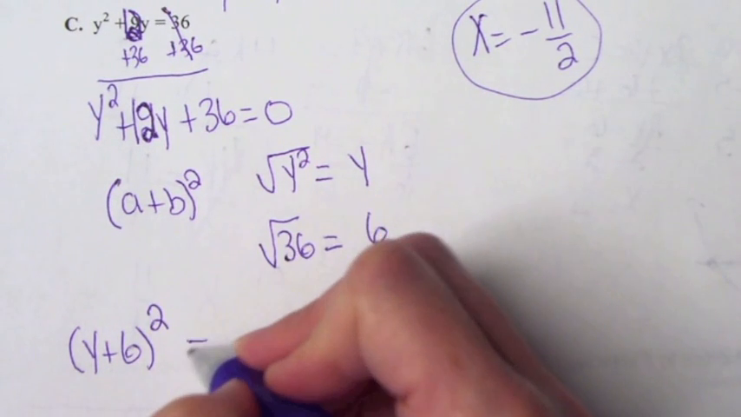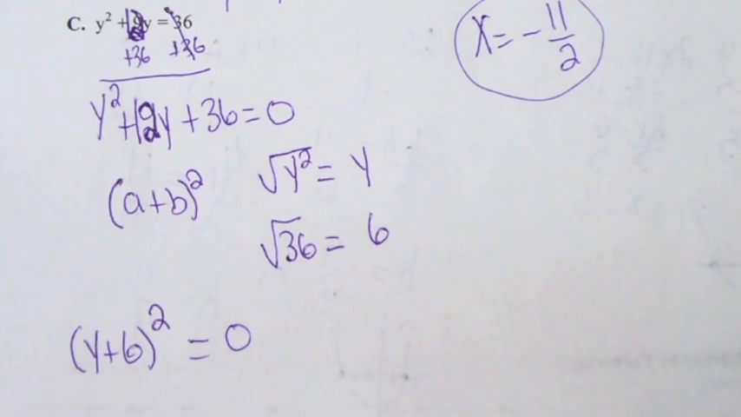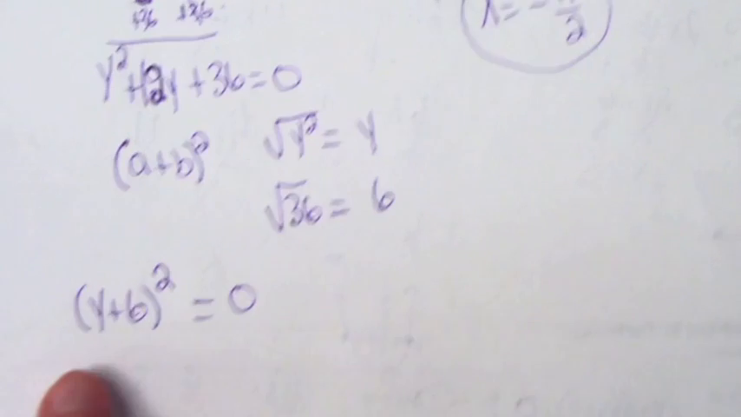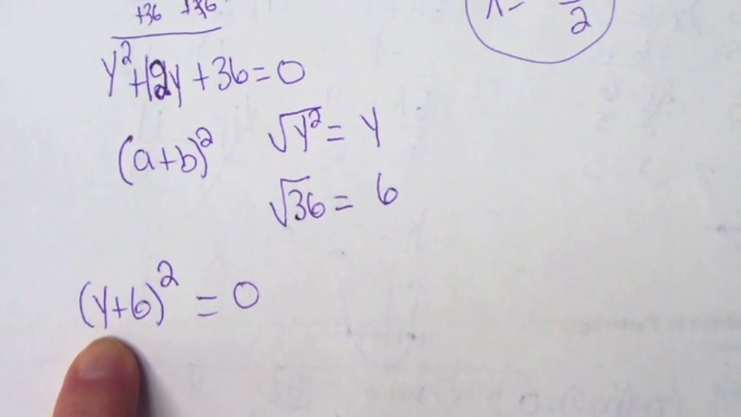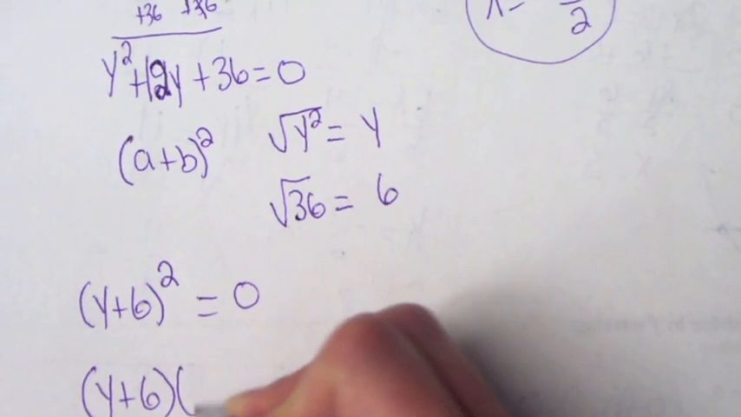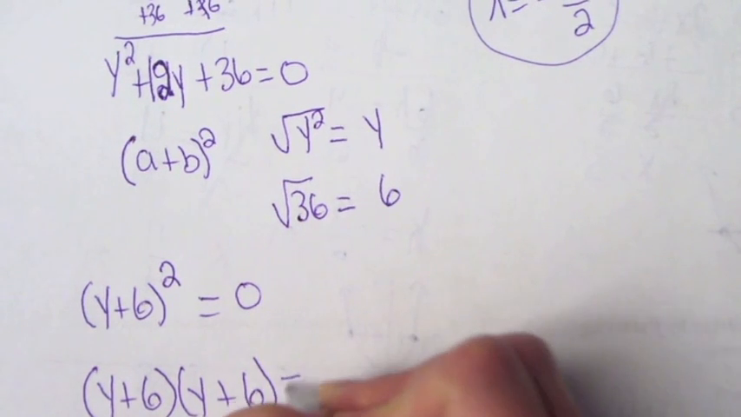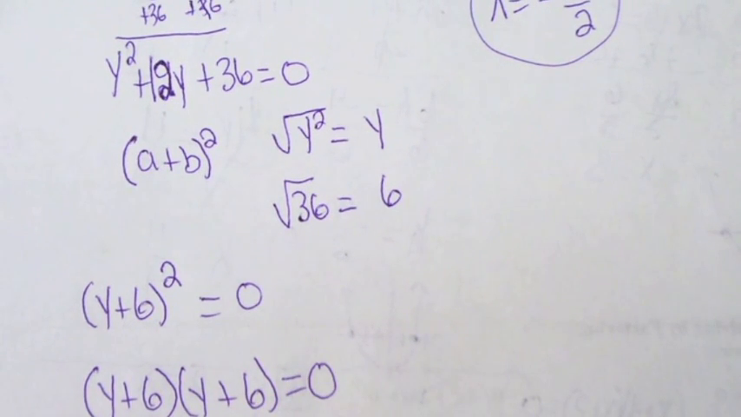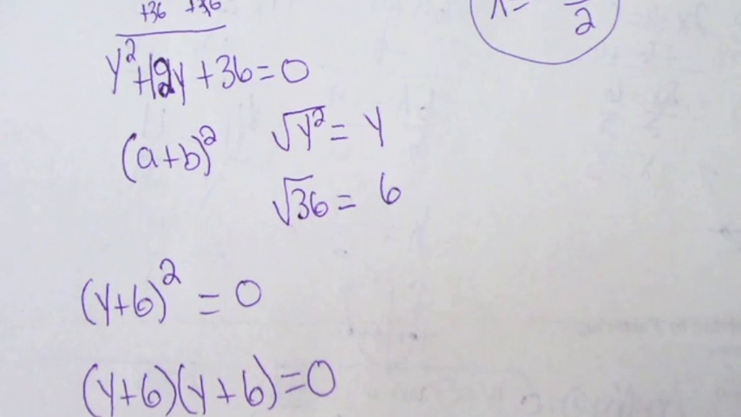So this equals 0. Now, the reason I wanted to show you this is because if you have one that comes out like this, you can break this up into y plus 6 and y plus 6. That's the same thing as y plus 6 squared. That's why I wanted this one to come out to be a special case, okay? And yes, I do understand that you could hangman this out, but you do need to recognize special cases.